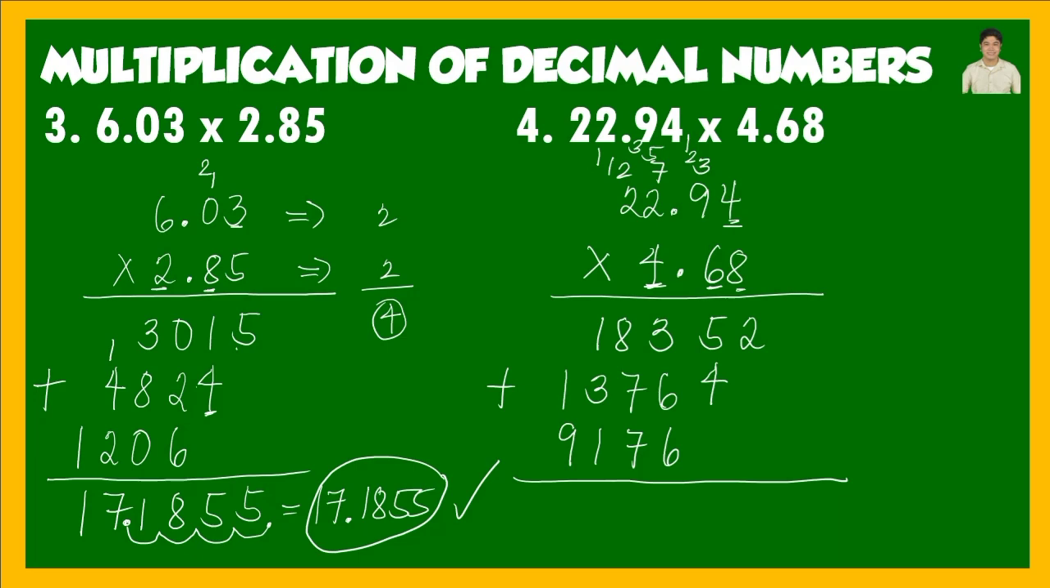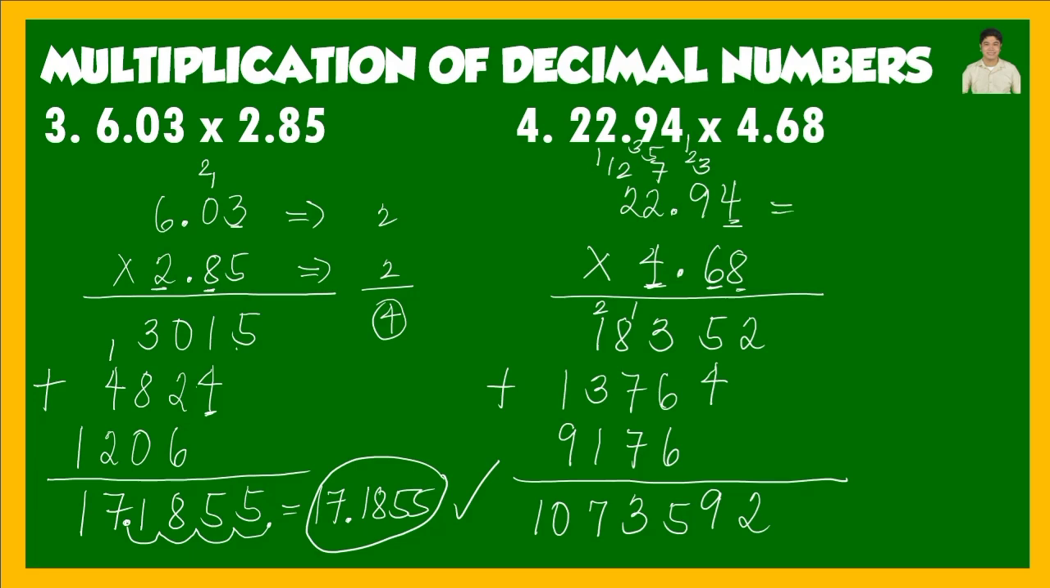So, bring down 2. 5 plus 4, that is 9. 3 plus 6, that is 9 plus 6, 15. So, we write 5 and then carry 1. 1 plus 8, that is 9 plus 7, 16. Plus 7, 23. So, we'll write 3 and then carry 2. 2 plus 1, that is 3 plus 3, 6 plus 1, 7. And then 1 plus 9, we have 10. And then bilangin natin yung decimal places.